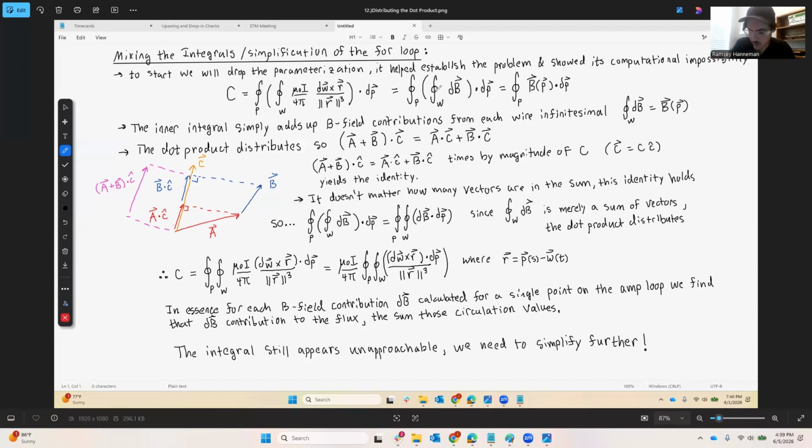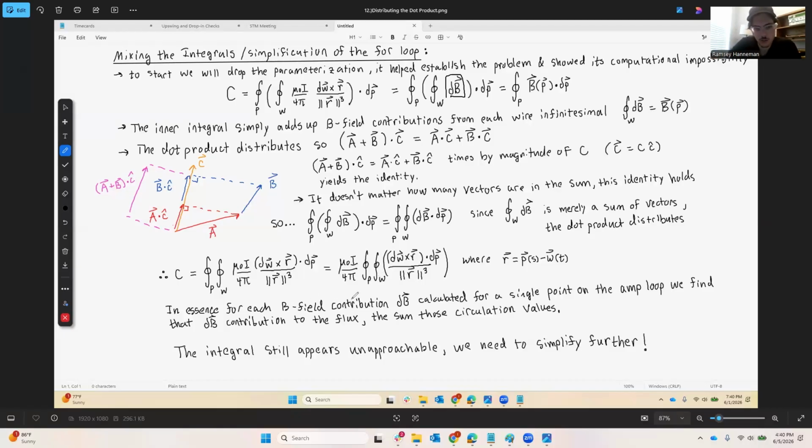So because this inner integral is saying, you need to sum up all the B field contributions for this single point in space and then dot it with dP, I'm saying, let's dot it with dP for every little dB we find. Here's this dB for this point, dot it with dP. Here's this dB for this point, dot it with dP, and then add them all together. And that's going to be equivalent to as if you found the total magnetic field at that point and then dotted it. So the dot product gets distributed inside.